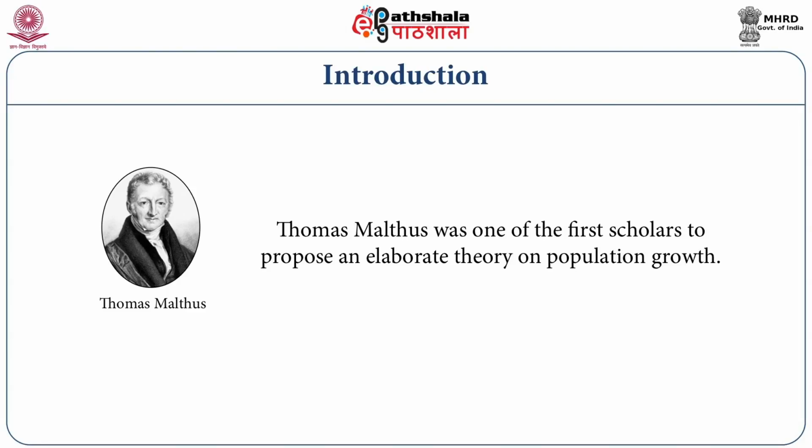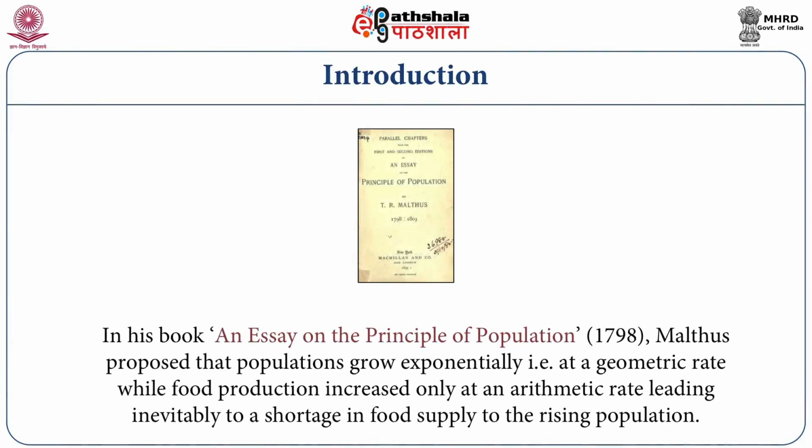Thomas Malthus was one of the first scholars who proposed an elaborate theory on population growth. In his book, An Essay on the Principle of Population, which he wrote in 1798, Malthus proposed that populations grow exponentially, that is at a geometric rate, while food production increased only at an arithmetic rate, leading inevitably to shortage in food supply to the rising population.